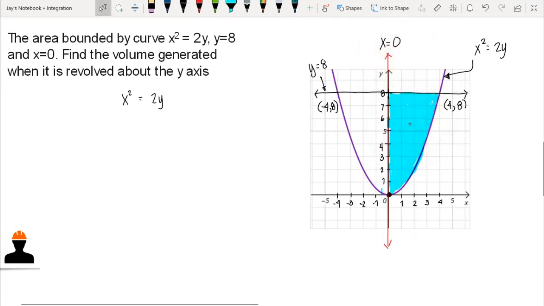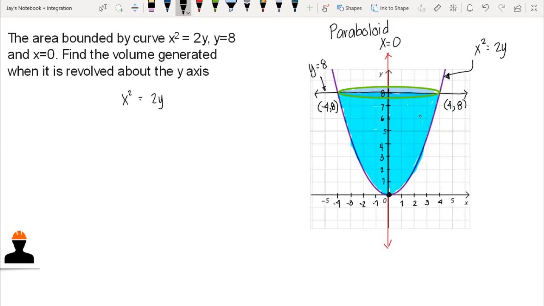Now from the problem, this area is revolved about the y-axis. Okay, so if we revolve this region with respect to the y-axis, then we would come up with this solid figure. And then from the geometry, this solid figure here is what we call a paraboloid. Obviously, it is known as a paraboloid since we have a parabolic outside surface, correct?